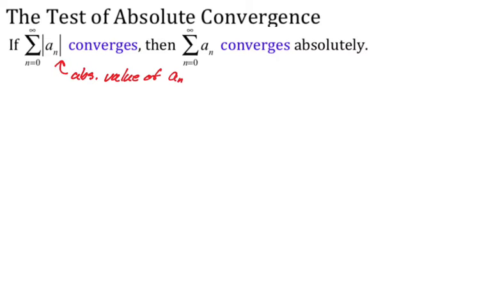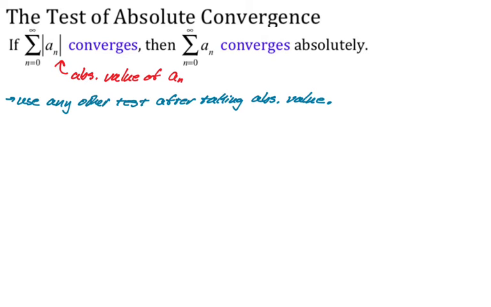And so notice that absolute value right there. It's going to take it and turn it into a positive term series. And a lot of the tests that we have only work on positive term series, I should say. So after we take the absolute value, you end up just using any of the tests that you know.